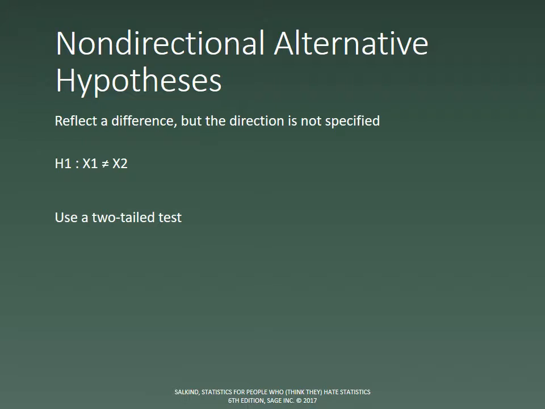A non-directional alternative hypothesis shows that there is a difference, but there isn't a direction specified. So here is an example of H sub 1, where x1 is not equal to x2. Some of those examples: the average score of 9th graders is different from the average score of 12th graders on a memory test, because the direction of the difference between these groups is not specified. So the hypothesis is a research hypothesis or alternative hypothesis because it states that there is a difference, but it's non-directional because it says nothing about the direction of that difference.